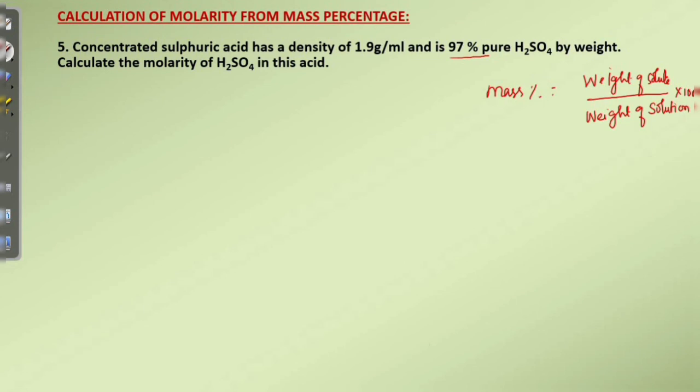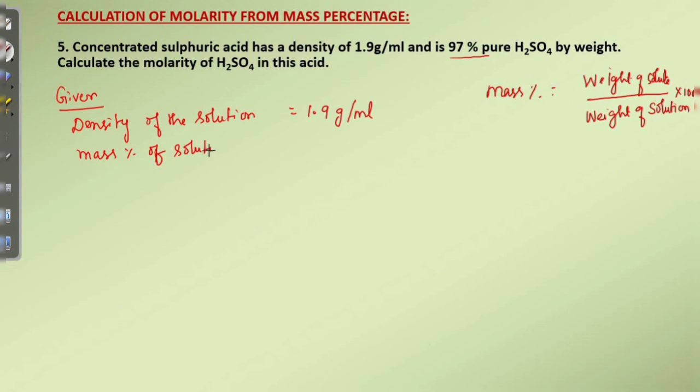Now, let us write down the given data. Density of the solution is 1.9 gram per ml. Okay, and what else is given, students? Mass percentage is also given. Mass percentage of the solute. So it is 97% mass percentage. Okay. Now we are going to find out the value.